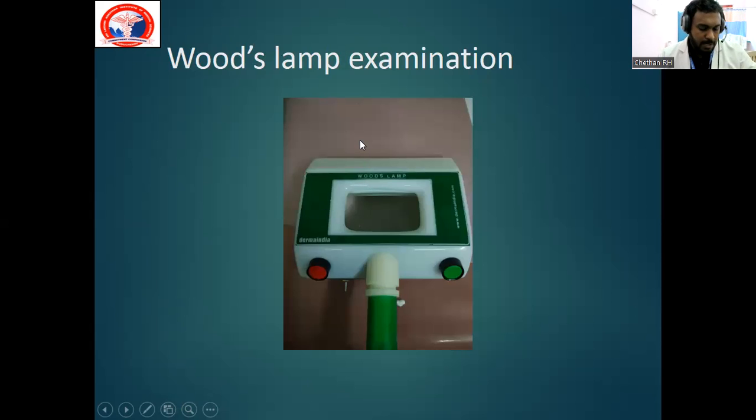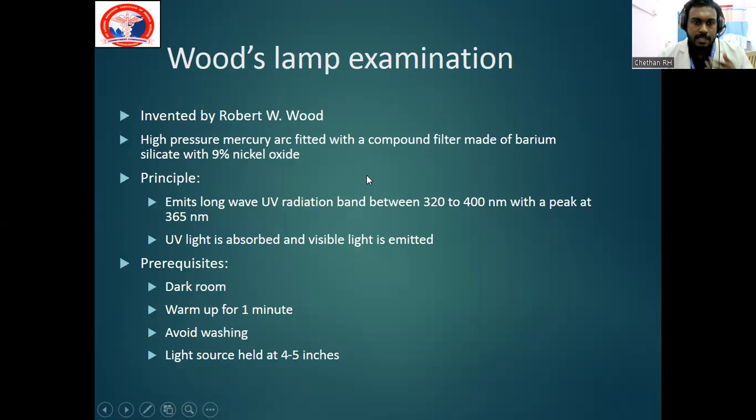So we have a simple examination tool called Wood's lamp. Wood's lamp was invented by Robert W. Wood. It is a high pressure mercury arc fitted with a compound filter made up of barium silicate with 9% nickel oxide. So the principle is that this lamp emits ultraviolet radiation which peaks at 365 nanometers, and this UV light is absorbed, and visible light is emitted from wherever this UV light shines.